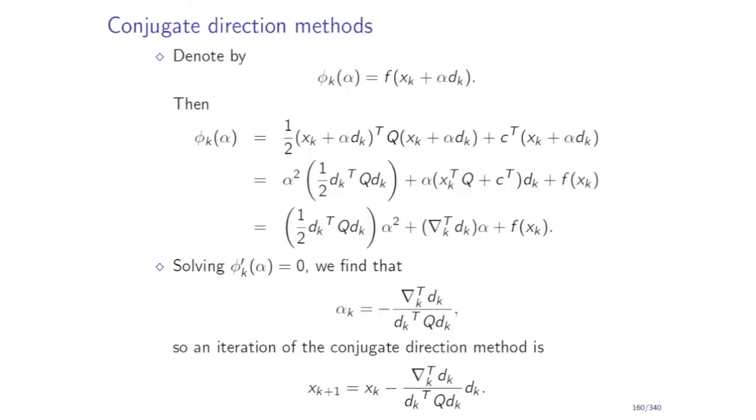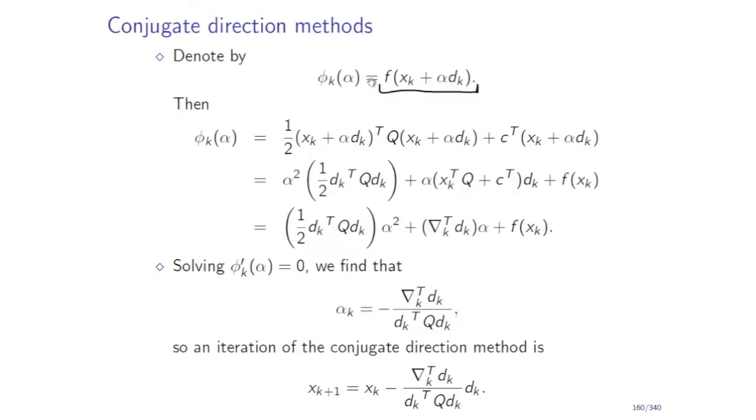Here we have the derivation for the optimal step size alpha k. All right, so what we do in this case, we again represent the function f of xk plus alpha dk, which for fixed xk and dk becomes a function of a single variable alpha. We denote it by phi k of alpha, and now what we need to do is to minimize this function with respect to alpha.